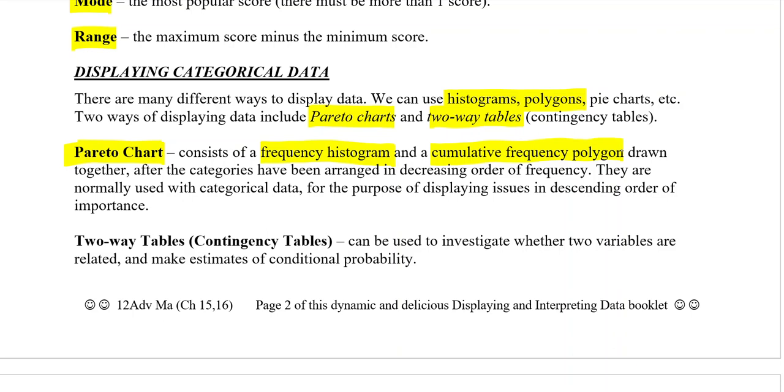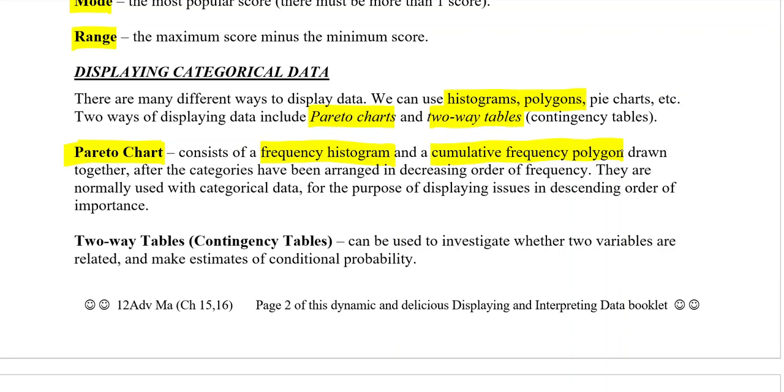That's a normal histogram, not a cumulative one. The histogram is a normal, straightforward one, but the polygon has to be cumulative, and they're drawn on the same graph. They are normally used with categorical data for the purpose of displaying issues in descending order of importance.